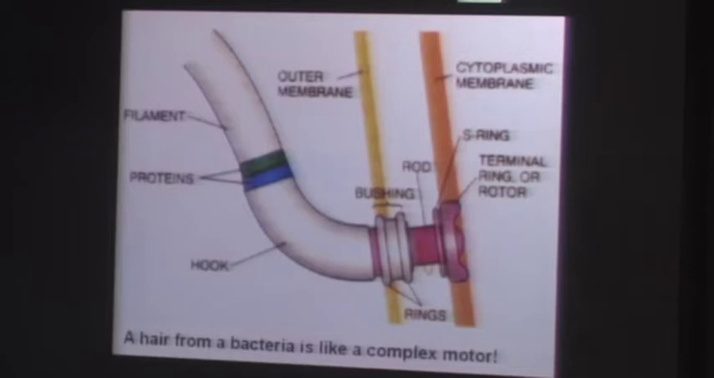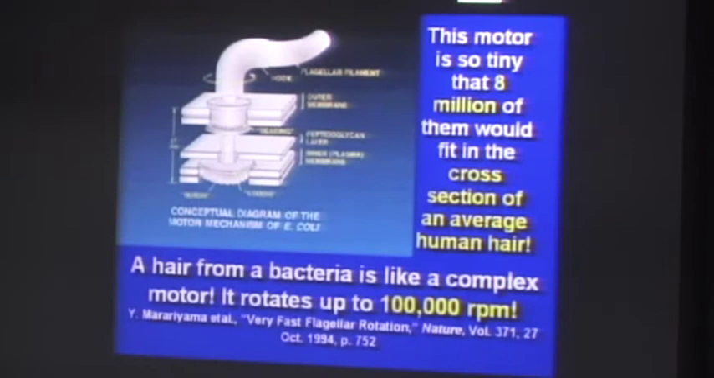That hair is so complicated, it's attached to a little tiny motor. The motor is so tiny that 8 million of them would fit in the cross-section of a human hair, but the motor turns 100,000 RPM. Let's see you build a motor like that.